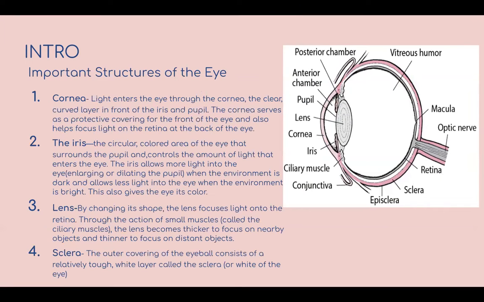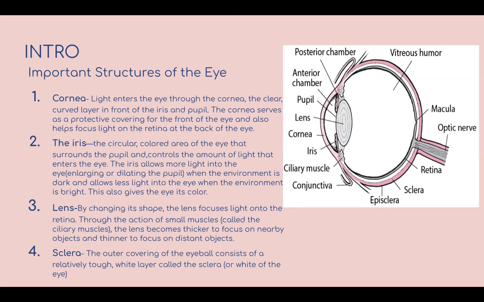So here are some important structures of the eye. Firstly, we have the cornea. That's the outermost lens of the eye that focuses light into the inner eye and protects it from any harmful matter. The cornea serves as a protective covering for the front of the eye and also helps focus light.